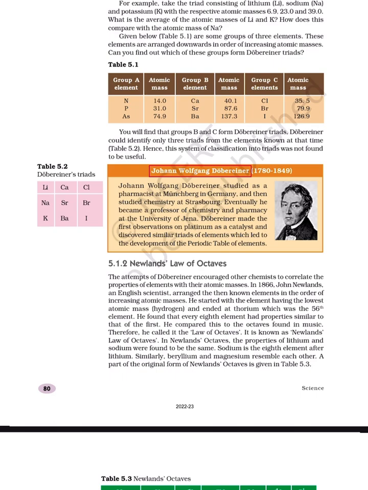Johann Wolfgang Dobereiner, 1780 to 1849. Johann Wolfgang Dobereiner studied as a pharmacist at Münchberg in Germany, and then studied chemistry at Strasbourg. Eventually he became a professor of chemistry and pharmacy at the University of Jena. Dobereiner made the first observations on platinum as a catalyst and discovered similar triads of elements which led to the development of the periodic table of elements.